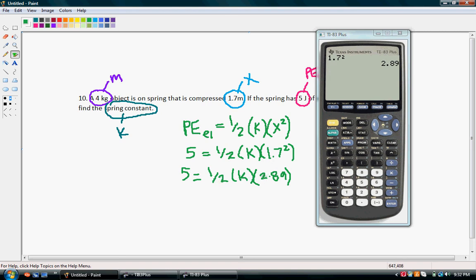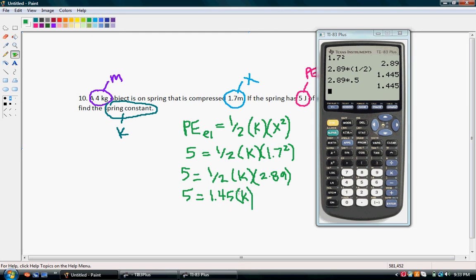So what we're going to do is multiply 2.89 times 1/2, which you can either write as a 1 over a 2, or you could write 2.89, and we know that 1/2 is the same as 0.5. And either way, you're going to get the same number. So we know that 5 equals 1.45 times the spring constant.